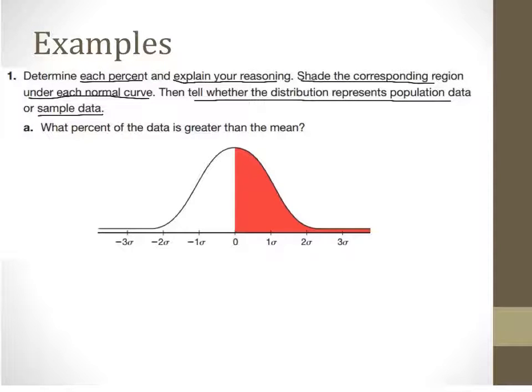Alright, so let's take a look at this first one. Notice that we're right at the mean, and it looks like we go all the way through the tail of our data. Well, what I want you to think about is under the entire curve.